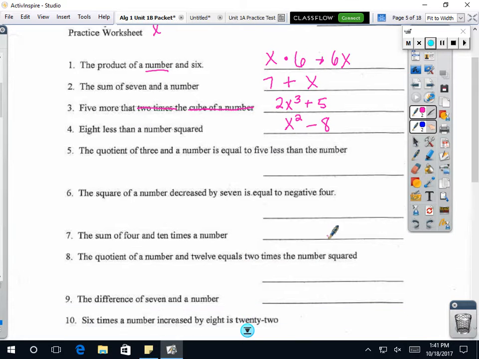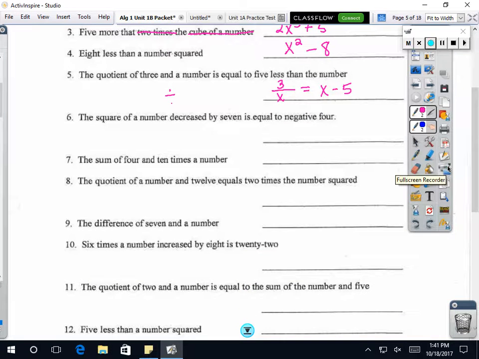Okay, number 5, the quotient. What does quotient mean? Divide. But in high school, we don't really use this symbol as much. We use this. What will the numerator be? Right, 3 was listed first, so it's going to be the numerator. What's the denominator? X for the number. Is equal to, so put an equal sign, 5 less than the number. How do you write 5 less than a number? X minus 5. Remember, that word more or less means to put it after, so you'll know what it's more or less than.